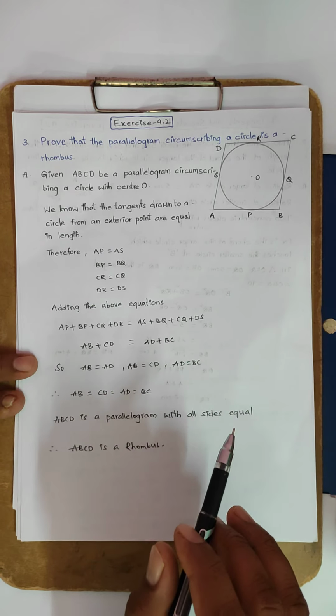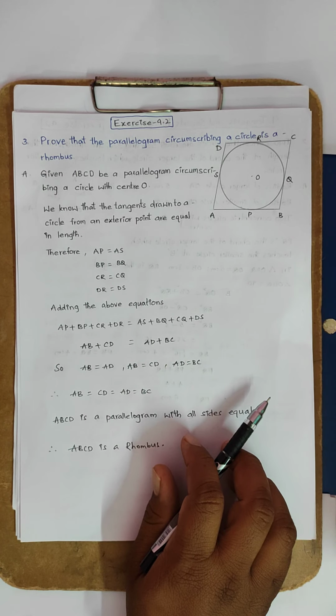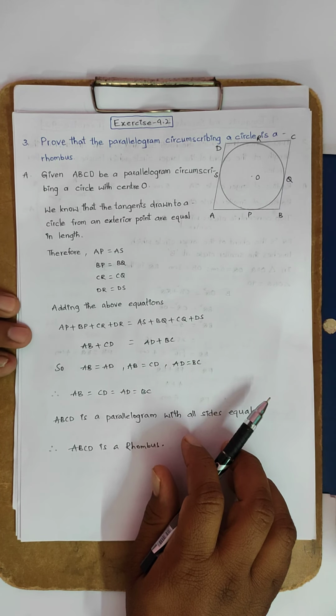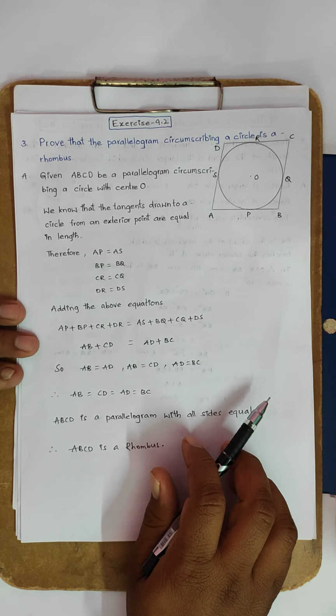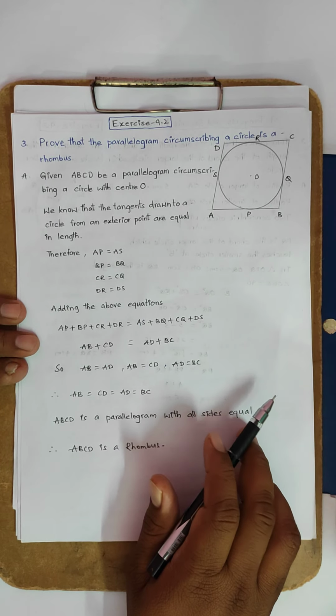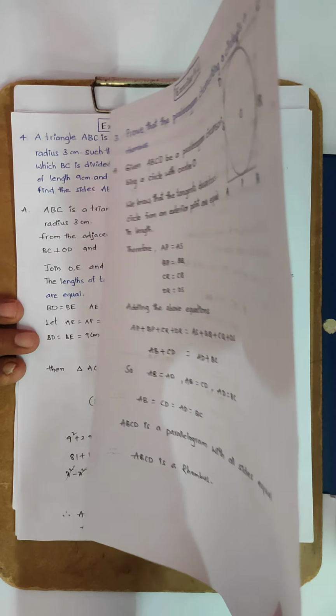In which parallelogram are all sides equal? In a square all sides are equal, and in a rhombus also all sides are equal. But the difference between a square and a rhombus is that in a square all angles are right angles, but in a rhombus opposite angles are equal. So ABCD is a rhombus.